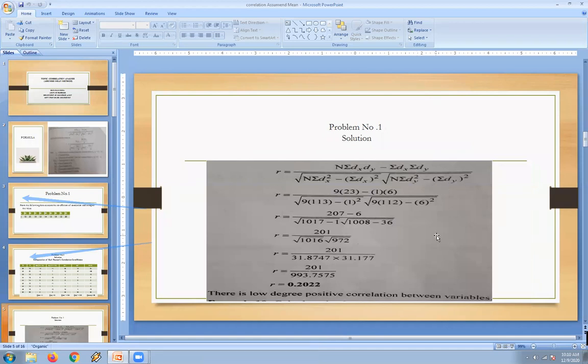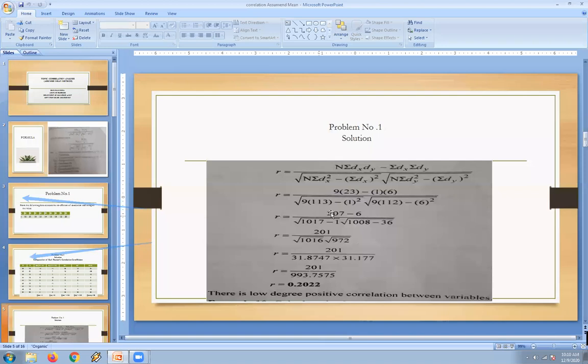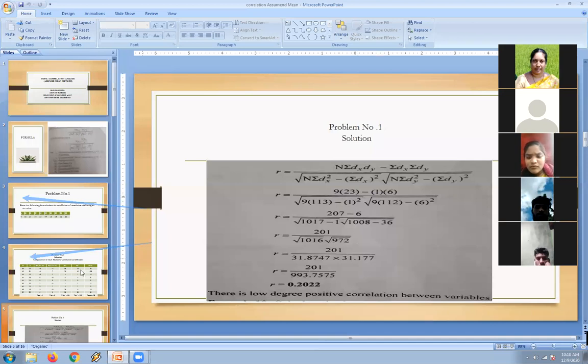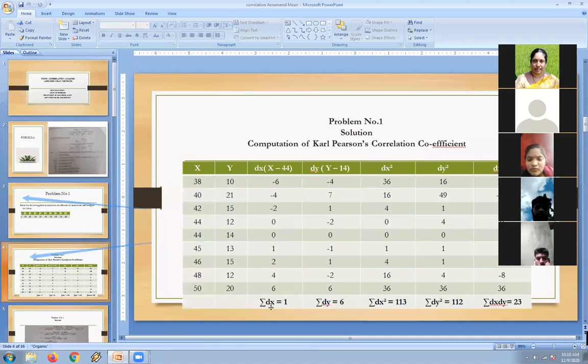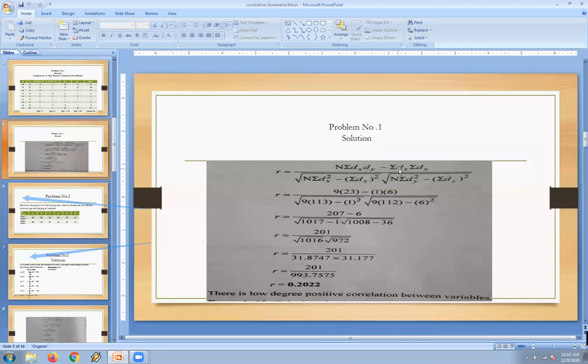Now we have to substitute all the values that we have calculated in the table. N is the total number of variables in the question, that is 9. Sigma dx into dy, the product of the deviation values, is 23, minus sigma dx, which we have calculated as 1, and sigma dy, which is 6. Substitute the values in the place of dx and dy: sigma dx is 1, sigma dy is 6.